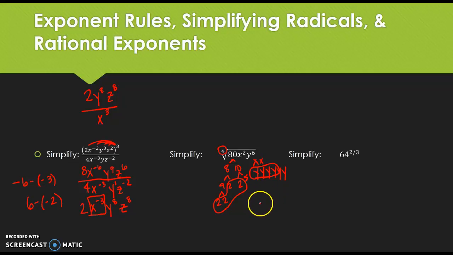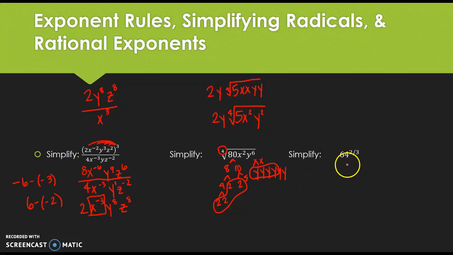For everything you circle, you take 1 out. So I'm going to take out one 2, one y. That leaves me with the 4th root. I didn't circle the 5, 2 x's, and 2 y's. And then I just multiply everything out. So I end up with 2y times the 4th root of 5x squared, y squared.